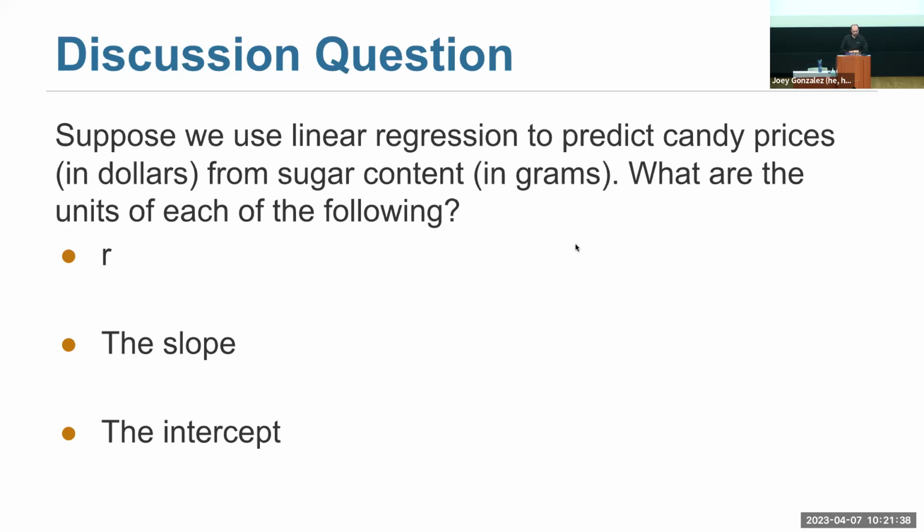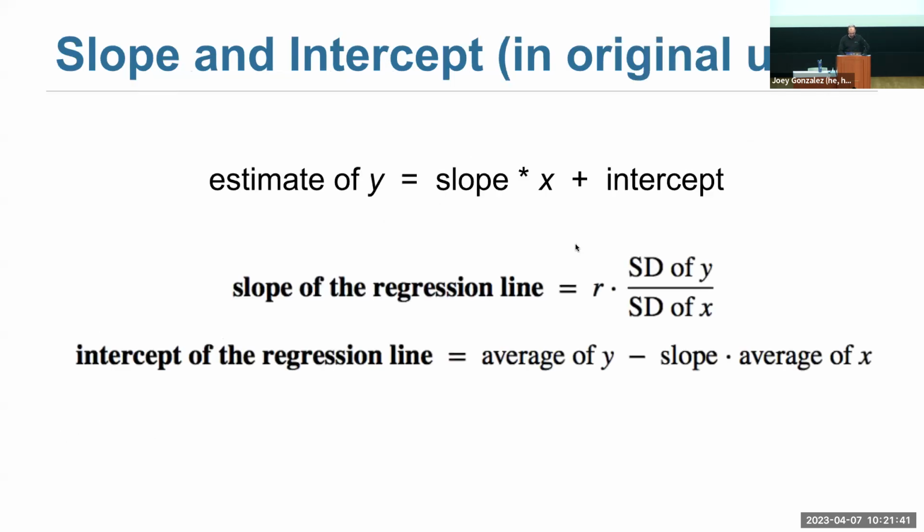Okay, how about the slope? What's the slope? Y values in dollars, x values in grams. Slope is in grams per dollar? Dollars per gram? Unitless? Okay, so r is unitless, but y is in dollars, x is in grams. So I have unitless thing times dollars per gram, so it's in dollars per gram.